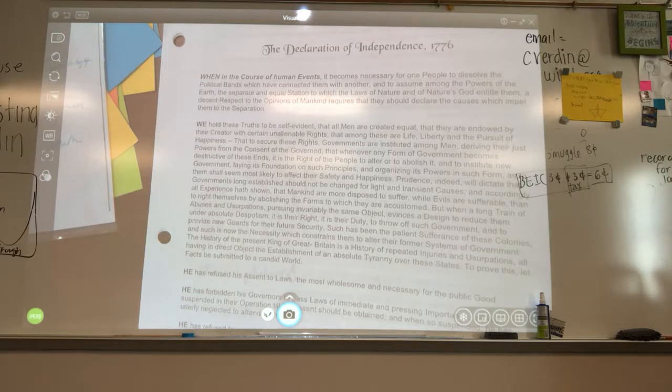Right? I'm going to go to the next one. We hold these truths to be self-evident, that all men are created equal, that they're endowed by their Creator with certain unalienable rights. These rights are life, liberty, and the pursuit of happiness. Who is he quoting?